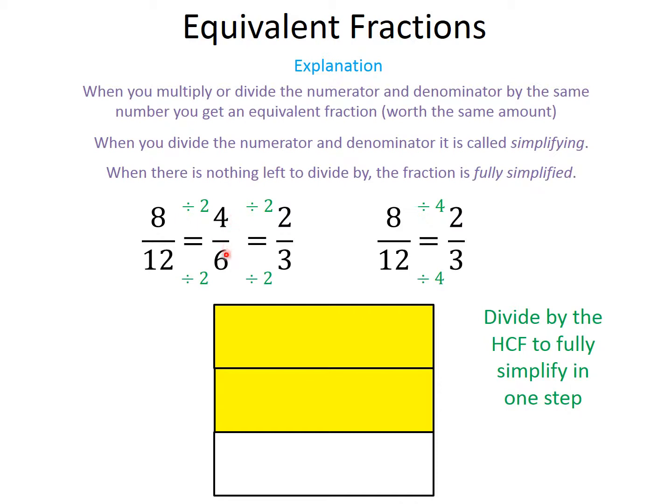And in this case there wasn't there? There was 2. Whereas here, when I've done divide by 4 and I look at 2 and 3, I just go, just in case, is there anything else that goes into 2 and 3? No, then I must be at my final answer. It's now fully simplified. I can't do anything else.